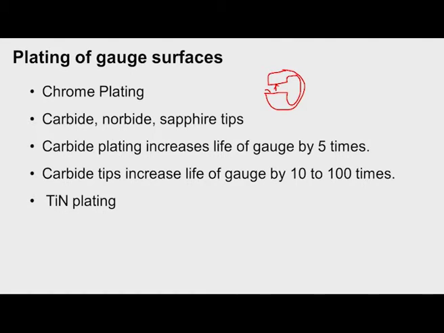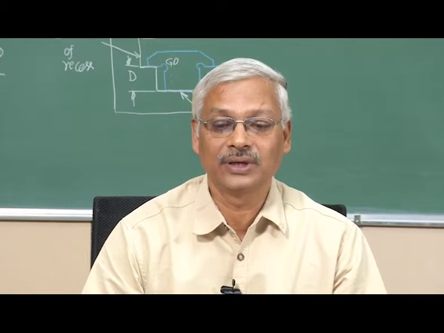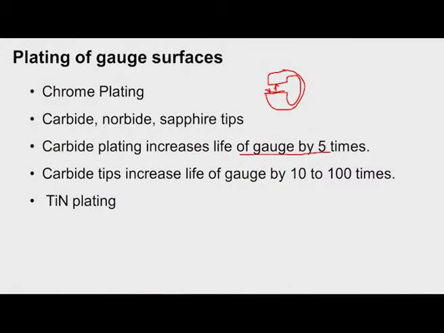Now in order to improve the wear resistance, some kind of coating can be provided on these gauging surfaces, like chrome plating and then carbide coating. Sapphire tips are also used at this place. And the advantage of carbide plating is it increases the life of the gauge by 5 times as compared to only steel gauges.